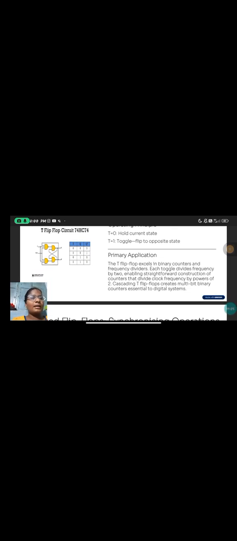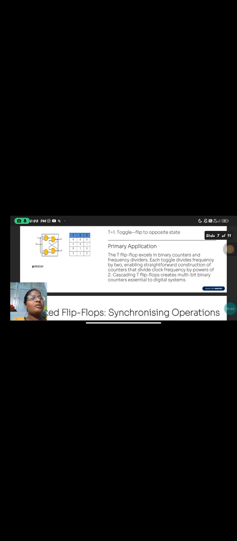Next one is primary applications. The T flip-flop excels in binary counters and frequency dividers. Each toggle divides the frequency by 2, enabling straightforward construction of counters that divide the clock frequency by powers of 2. Cascading T flip-flops creates multi-bit binary counters essential to digital systems.